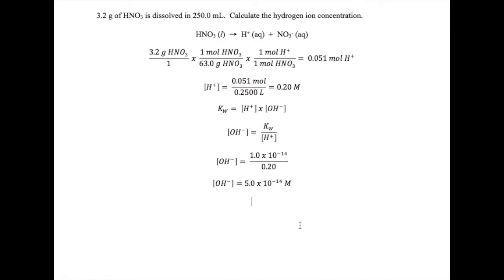Next, we substitute the value for Kw, 1.0 times 10 to the negative 14th, divided by the concentration of the hydrogen ions that we just solved for, 0.20. Notice again that we did not put units into this expression. Next, we divide those two numbers and solve for the hydroxide ion concentration. Here we get 5.0 times 10 to the negative 14th molar.